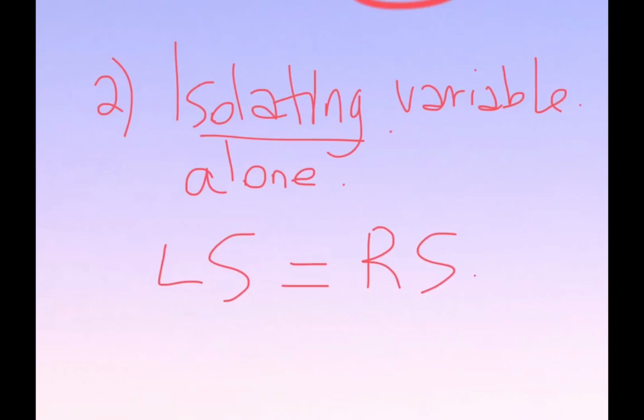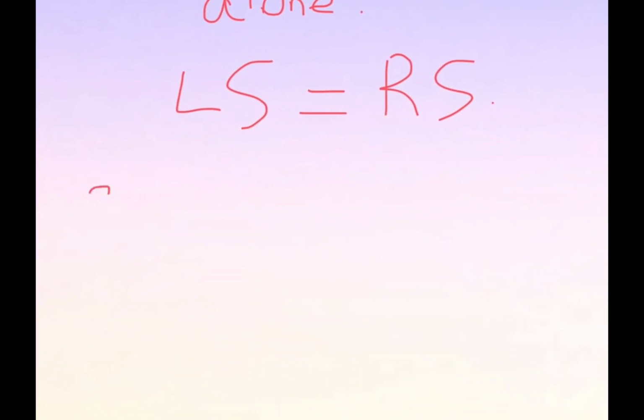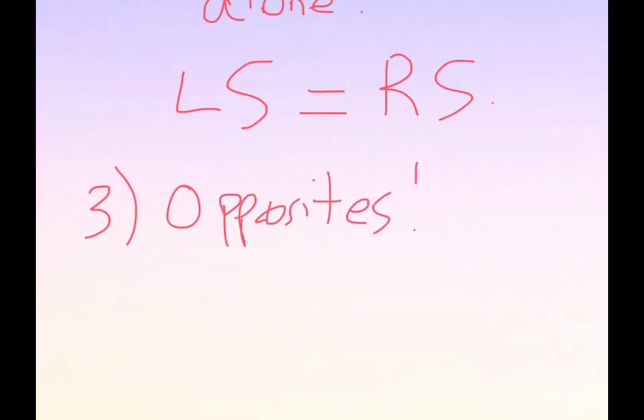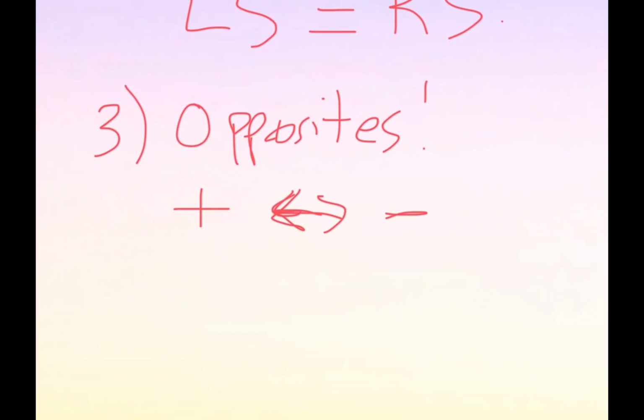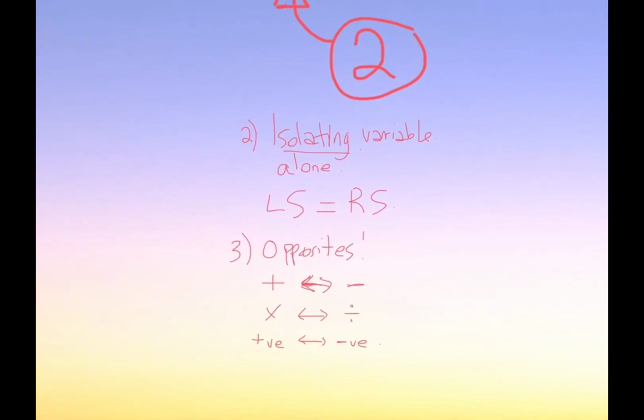Now, to actually isolate a variable, the trick is to do the opposite of what's happening around it. For example, the opposite of adding is subtracting. The opposite of multiplying is dividing. And the opposite of positive is negative. So with all of that in mind, let's go ahead and try some example questions here.